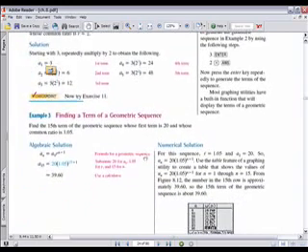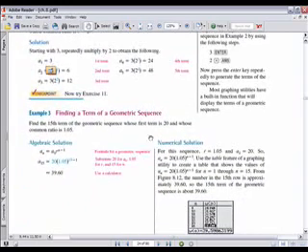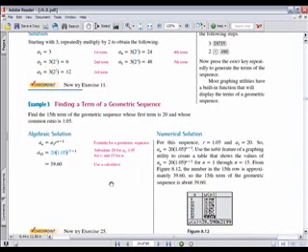Finding the 15th term of the geometric sequence whose first term is 20 and whose common ratio is 1.05. Okay, well, we know that the nth term is the first term times r to the n minus 1. The reason it's to the n minus 1 is because to go from the first term to the nth term, you have to go basically n minus 1 steps.